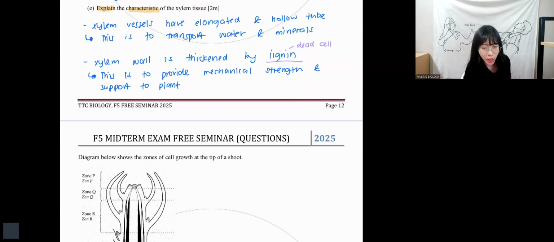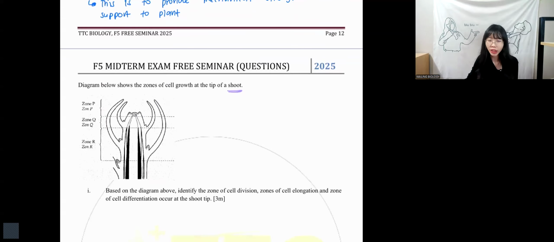Okay, the diagram below shows the zone of cell growth at the tip of a shoot. If it's a shoot, we have to look from which direction? Top to bottom or bottom to top? Which direction? A shoot means you look down or look up. Correct. We look top to bottom. Very good. Top to bottom.